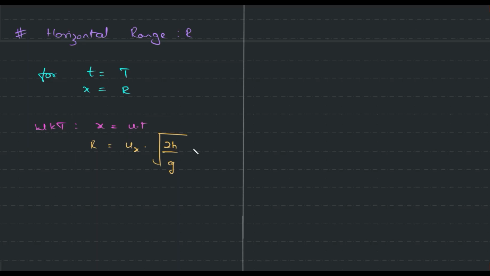So basically, R is proportional to root of h and R is inversely proportional to root of gravity. That makes sense. If I happen to throw an object on the surface of the moon, the range will increase.